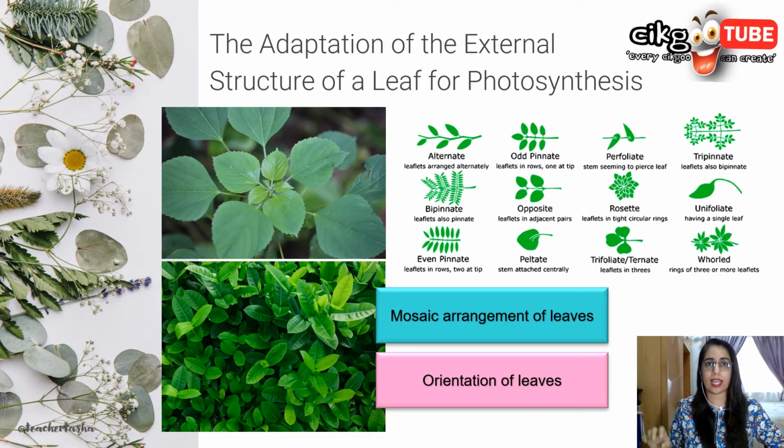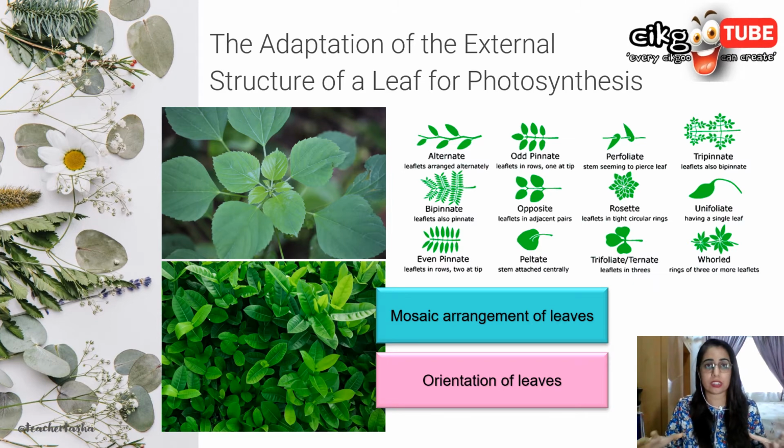Yeah, so we have this external structure adaptation of leaves. Leaves have many arrangements. Usually we call it the mosaic arrangement of leaves. These leaves are arranged in a mosaic pattern, which means it prevents the leaves from overlapping. So all the leaves will have space to absorb sunlight, and all the leaves will be exposed to sunlight. This enables the plant to absorb maximum sunlight for photosynthesis.